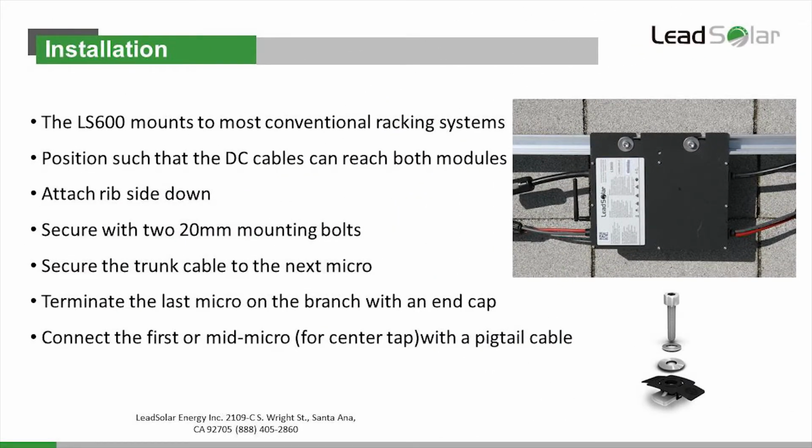The LS mounts to most conventional racking systems, positioned such that the DC cables can reach both modules. Attach rib side down. Secure with two 20mm mounting bolts. Secure the trunk cable to the next micro. Terminate the last micro on the branch with an end cap. Connect the first or mid micro or center tap with a pigtail cable.